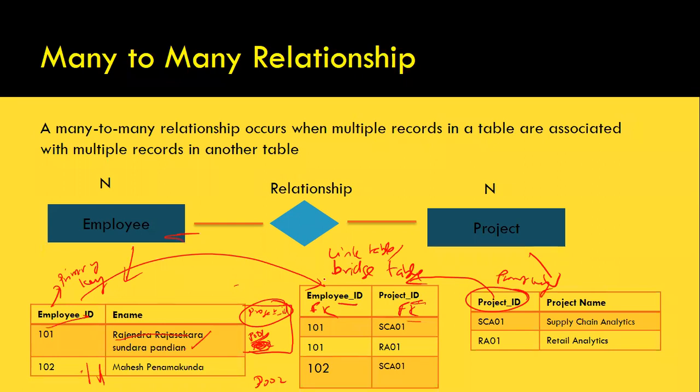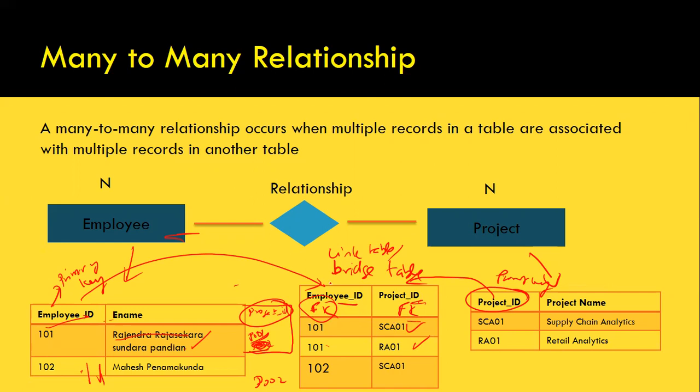Correct? But now the question is, here I have duplicate values. The same employee ID 101 is working on SCA01, and the same employee ID is working on another project. You might be asking about this duplicate, but this is not a primary key. Sorry, this is a foreign key. In a foreign key, you can have duplicate values. So project ID is a foreign key here. It is not a primary key.